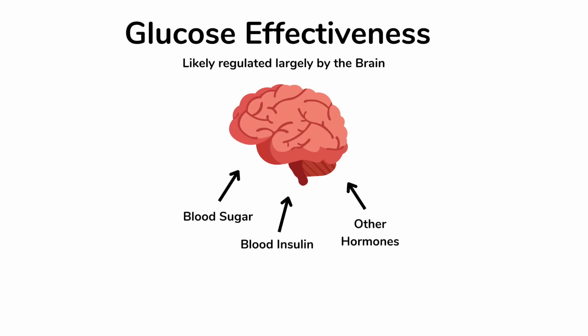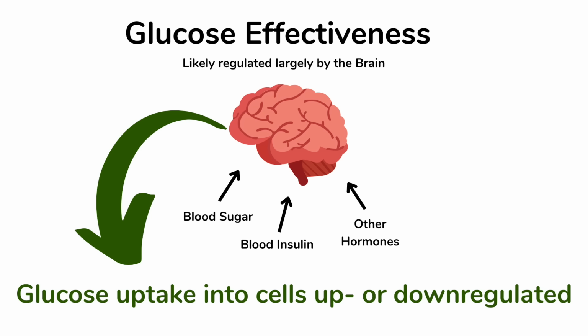So the scenario most consistent with the available data is that the brain senses elevated blood sugar levels and also receives signals from all of these hormones as well, and then the brain in turn regulates the ability of the body cells to take up glucose from the blood.